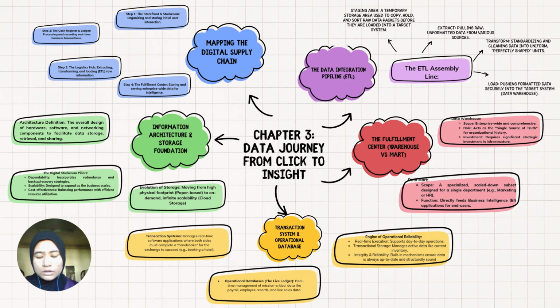So the second one is transaction system and operational database. In the digital supply chain, we see the first step is the storefront, for example, where user interaction is organized. The second step is the transaction system that manages the real-time exchange. A transaction is only successful when both sides, like a gas and a booking system, complete a digital handshake, like when these two are working together.